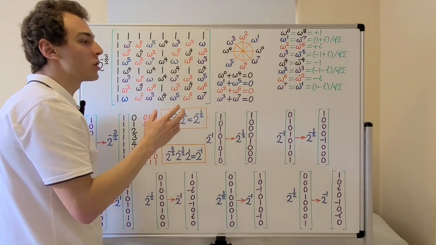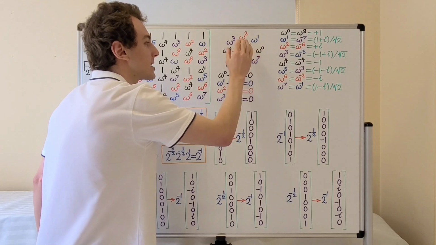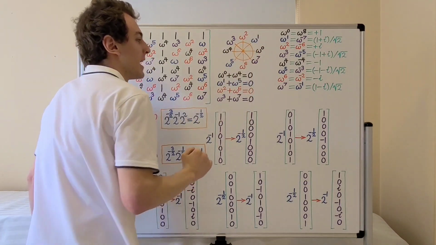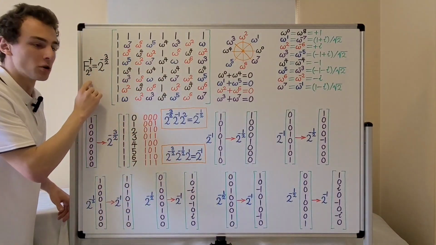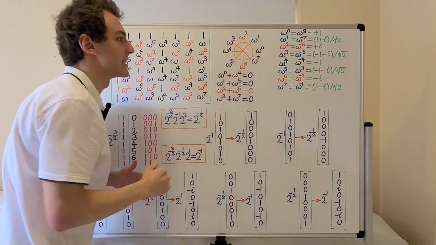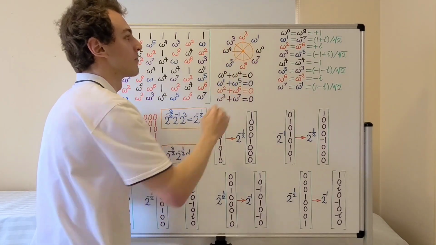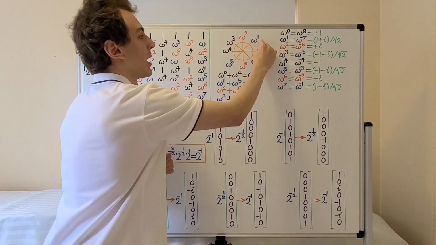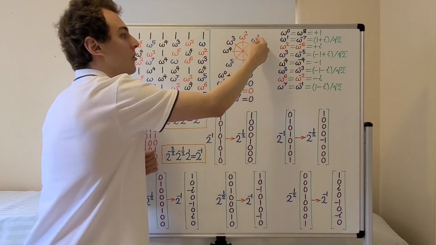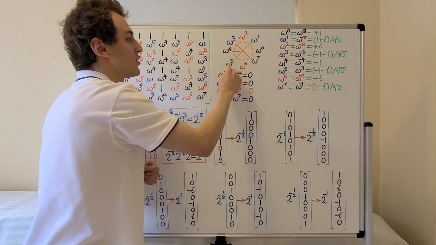So let's define what omega is. Consider the unit circle in the complex plane. Omega is going to be a slice of that unit circle. And because we're dealing with an 8-dimensional Hilbert space over here, we're going to slice up the unit circle into 8 slices. So you can think of this as a pizza, and we're slicing it up into 8 slices. So this is omega over here, and we can write it as omega to the power of 1. And you can see on the other side of the unit circle, we can find its additive inverse, and that is omega to the power of 5.